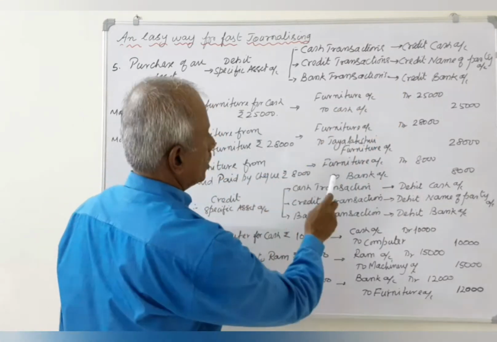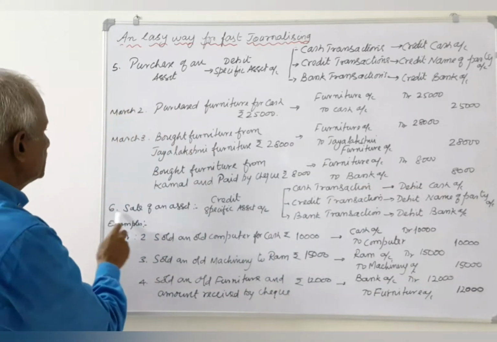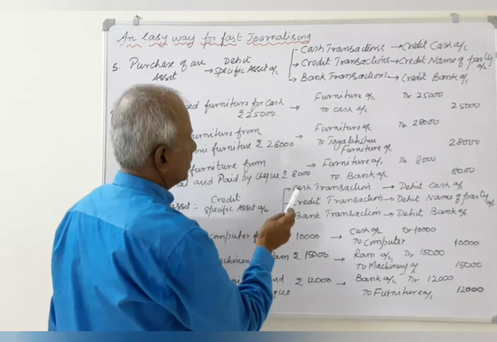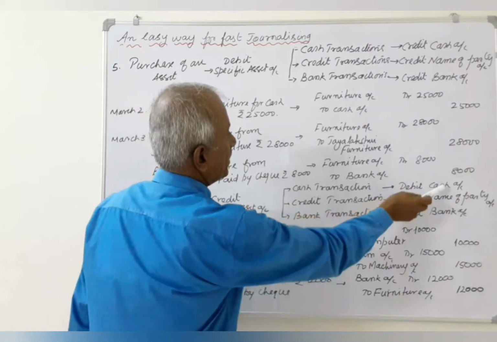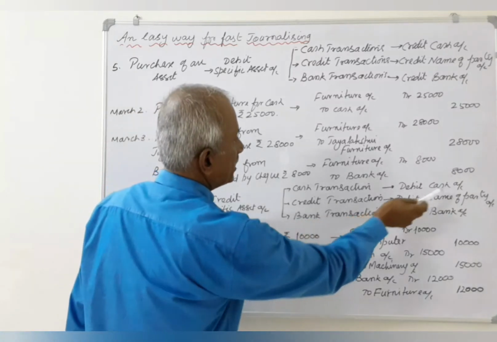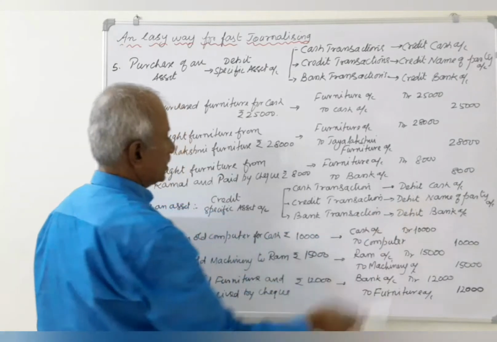So to bank account 8,000. Next, sale of an asset, credit specific asset account. If it is a cash transaction, debit cash account. If it is a credit transaction, debit name of the party account. If it is a bank transaction, debit bank account.